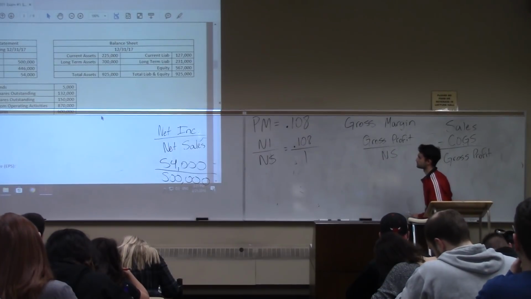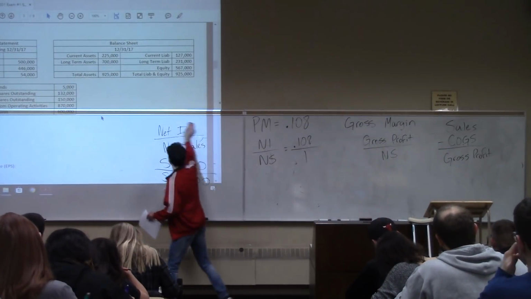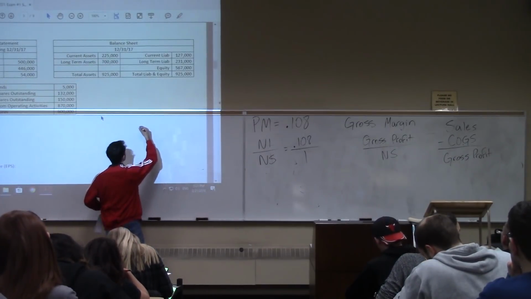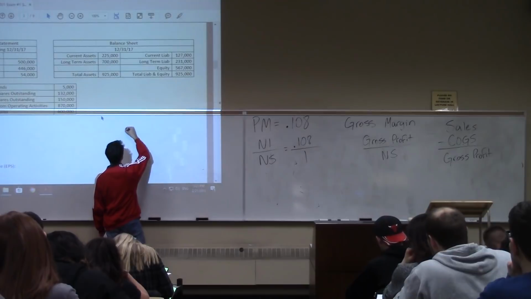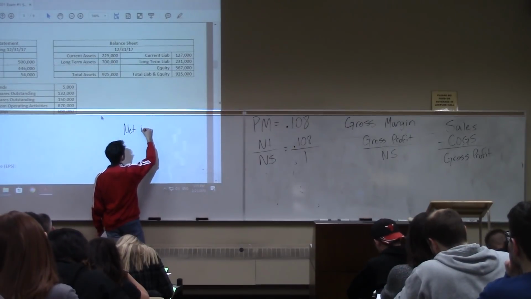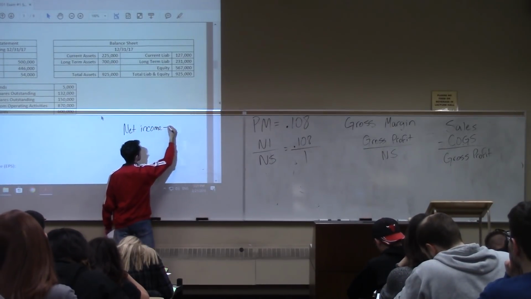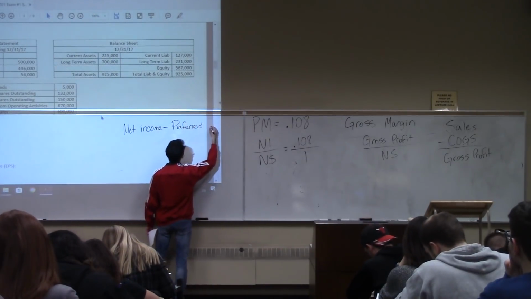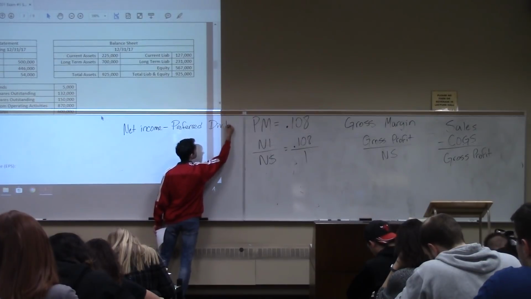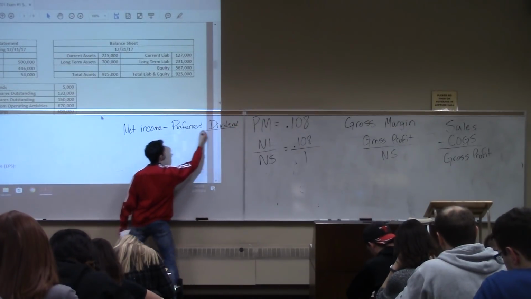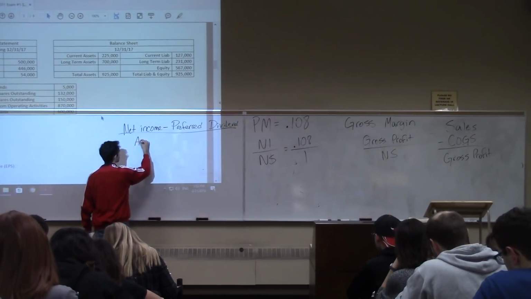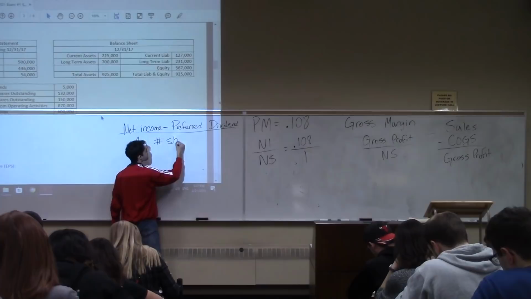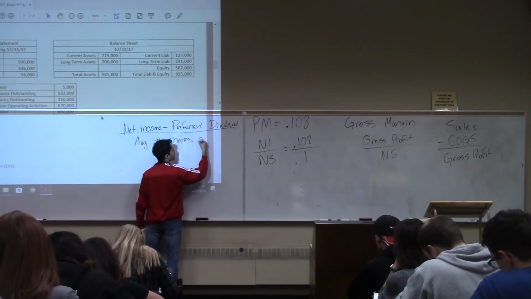Okay, earnings per share. The equation for earnings per share is our net income minus our preferred dividends divided by the average number of shares outstanding.